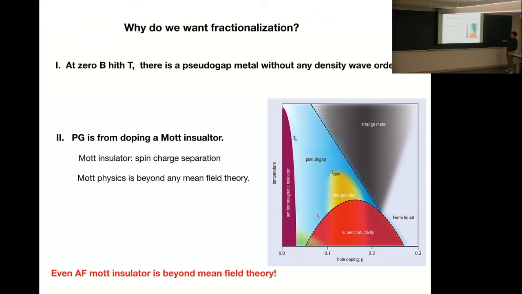And this pseudogap matter is developed from doping the Mott insulator. So if you don't have the ability to describe a Mott insulator with Landau theory, I believe you cannot describe the pseudogap with Landau theory. So you must have a different framework. This is from a theoretical perspective. Of course you will ask: the Mott insulator actually has a Néel order, so there is nothing exotic, there is no fractionalization. You ask, why don't we just describe this Mott insulator with the mean field theory?